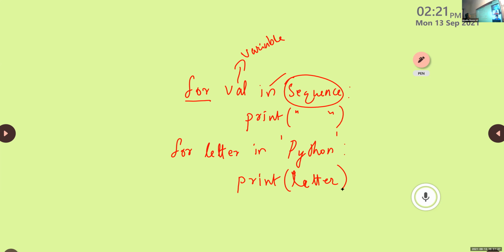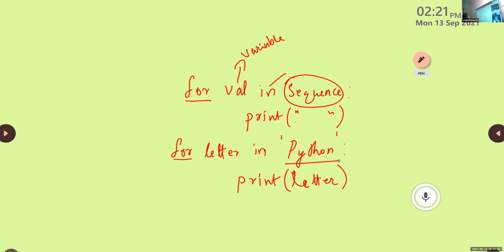So here for is the keyword, letter is the variable name, in is another keyword, and Python is the sequence. Here I am using string. Instead of sequence, I am using string. Sequence means set of values. Either we can use list or we can use string. Why is it string? That is a set of characters within single quotes. A set of characters within single quotes or double quotes is known as string.